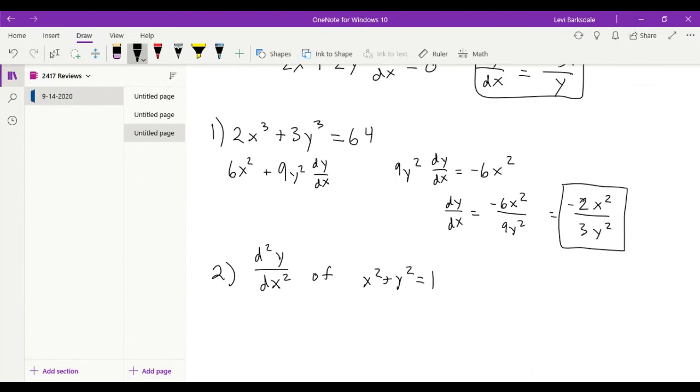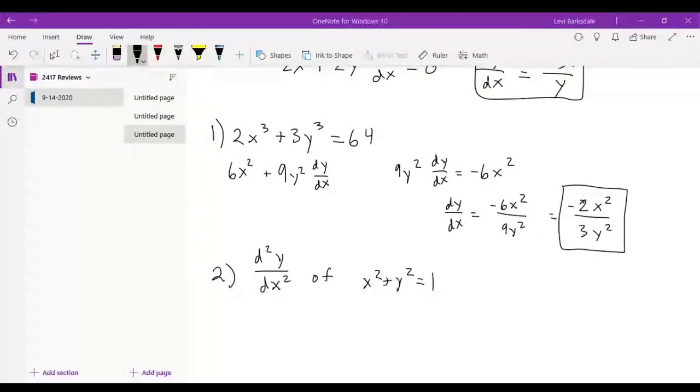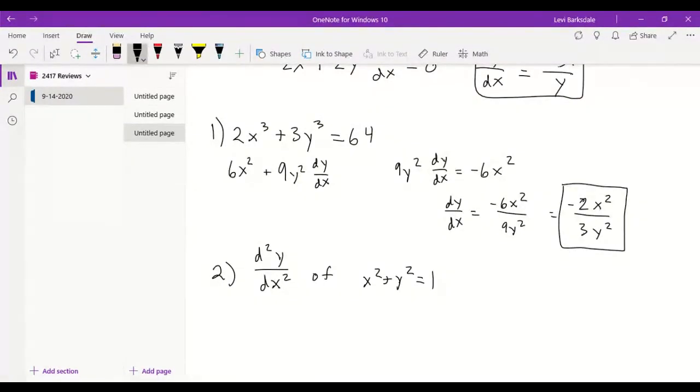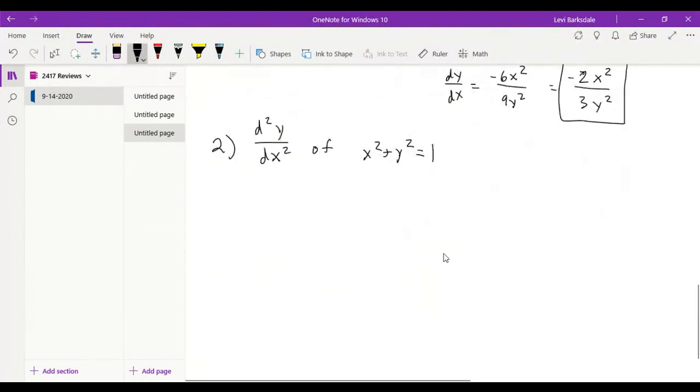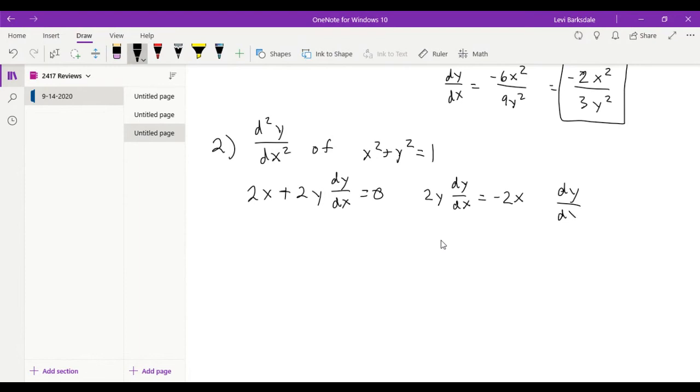All right. And number 2, I think, is negative 2x over 2y. All right. Let's go ahead and work it out and see what we get. So first off, we need to find our first derivative, dy over dx. So you get 2x plus 2y dy over dx equals 0. So then 2y dy over dx is equal to negative 2x. So dy over dx is equal to negative x divided by y.